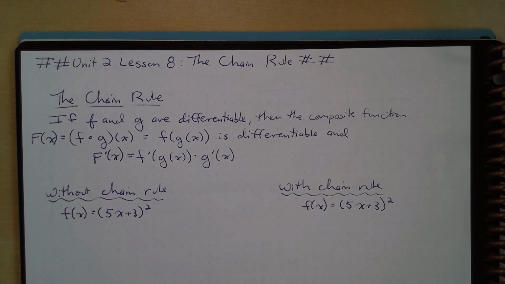Within calculus, we've learned a number of ways to solve derivatives, and actually we have one more way that we're going to use. It's called the chain rule, and the chain rule is used to find the derivatives of composite functions. So if f and g are both differentiable, then the composite function F(x) = f(g(x)) is differentiable, and F prime of x is equal to f prime of g of x times g prime of x.